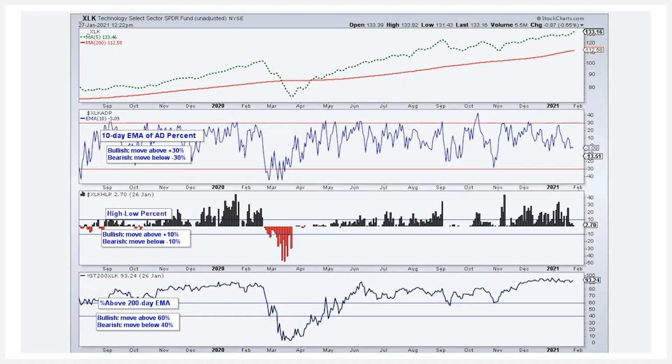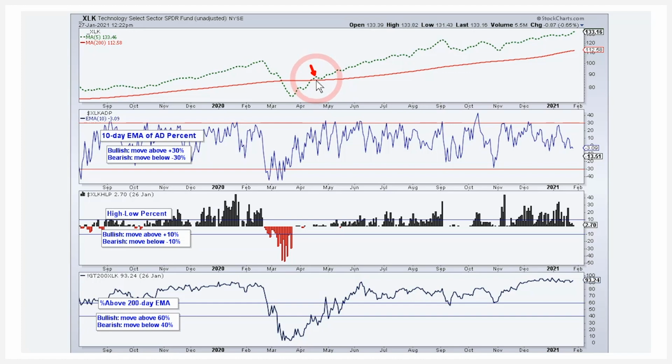So here is the trend following strategy for this sector, basically in a nutshell, with all three indicators: the 10-day EMA of 80%, high-low percent, and percent above 200-day EMA. And then I also add a trend filter. And this is the 5-day moving average, the green dotted line, and the 200-day in red. And the actual plot for XLK is invisible. So I'm looking for the breadth model to be bullish, 2 of the 3 indicators to be bullish, and the 5-day to be above the 200-day.